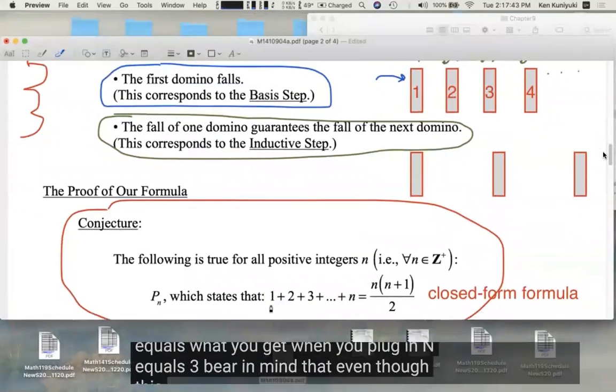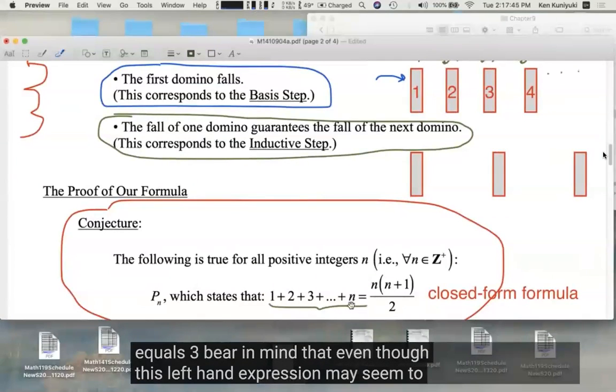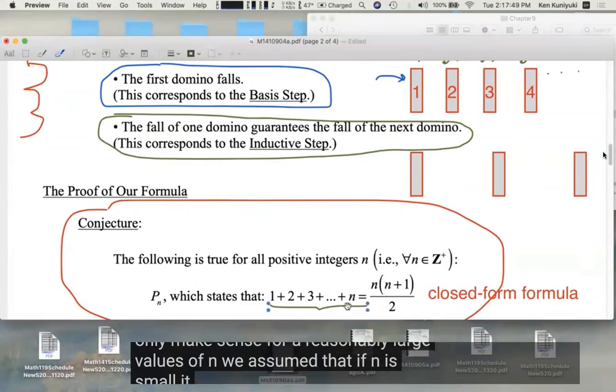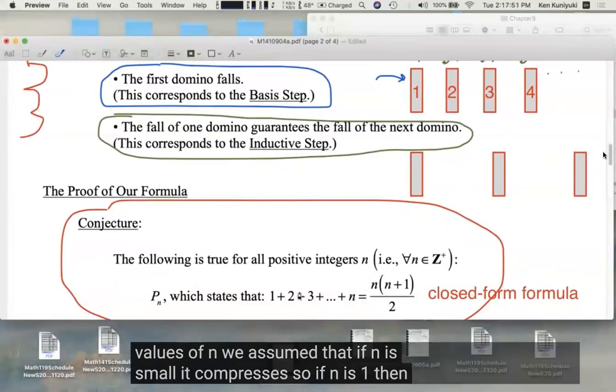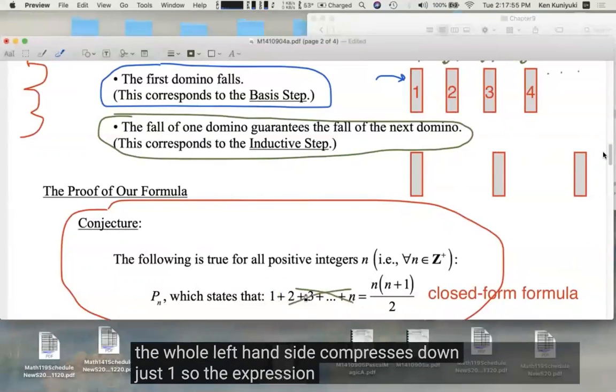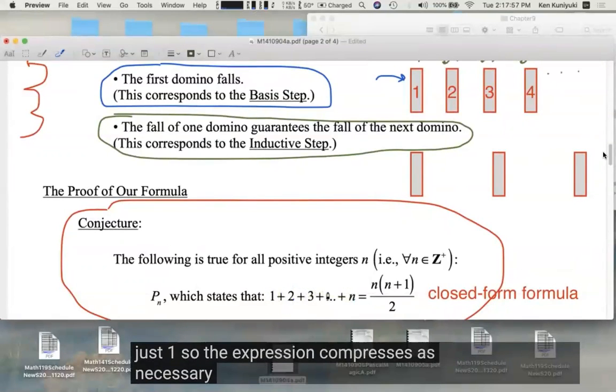Bear in mind that even though this left-hand expression may seem to only make sense for reasonably large values of n, we assume that if n is small, it compresses. So if n is 1, then the whole left-hand side compresses down to just 1. So the expression compresses as necessary.